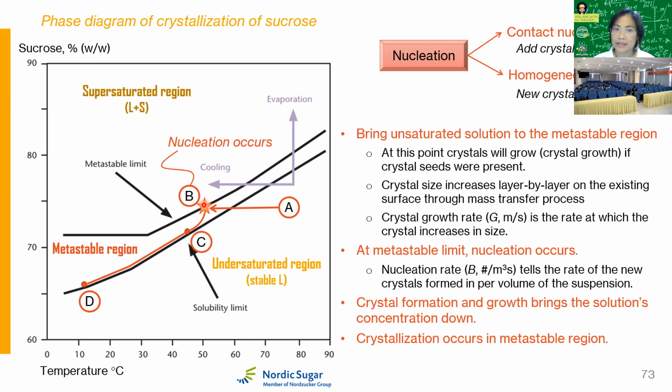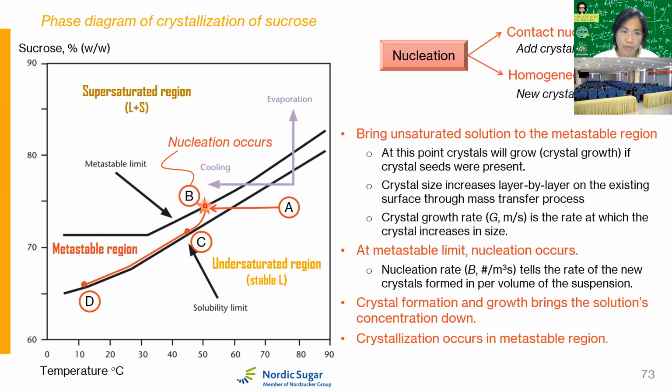But in industry, they don't wait until then. They add crystal seed. It's called contact nucleation. So you don't have to wait until you reach the metastable limits. You can add a small crystal for the crystal to grow, and that is called contact nucleation. But waiting for the nucleus to occur by itself is called homogeneous nucleation. It takes a lot more energy and is more difficult to form.